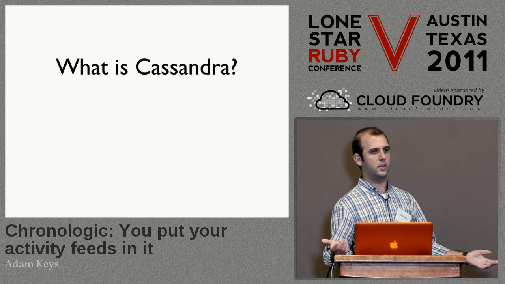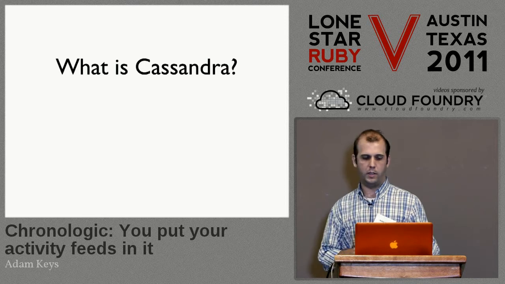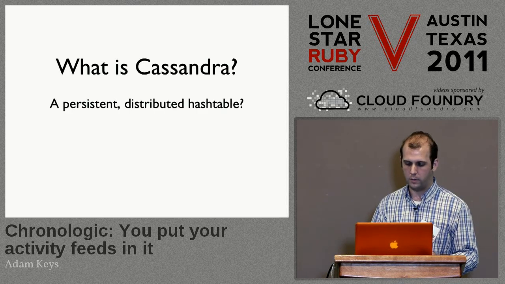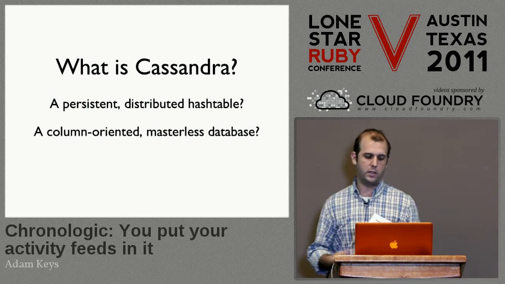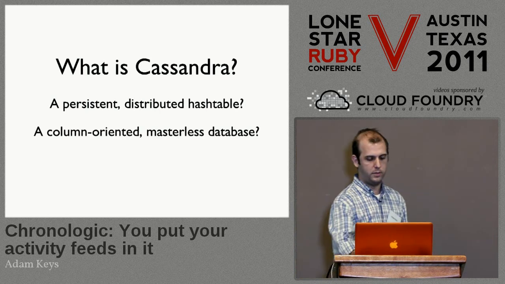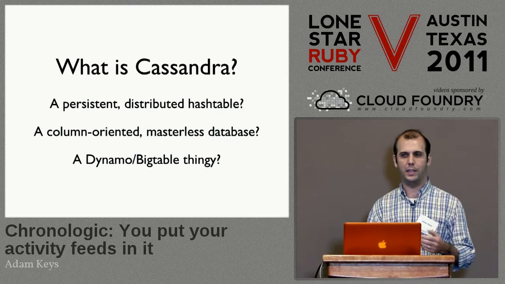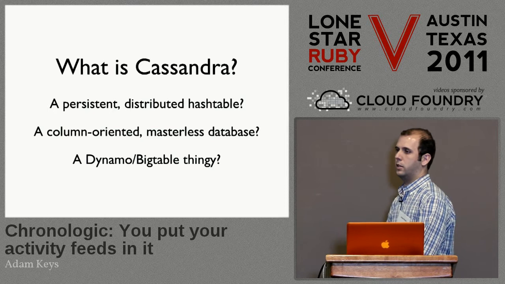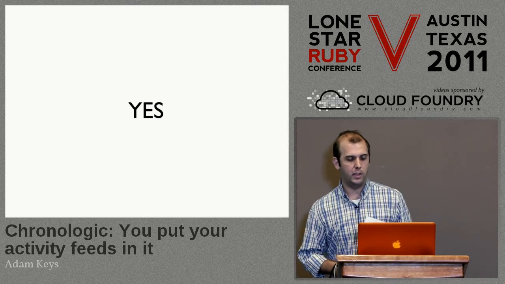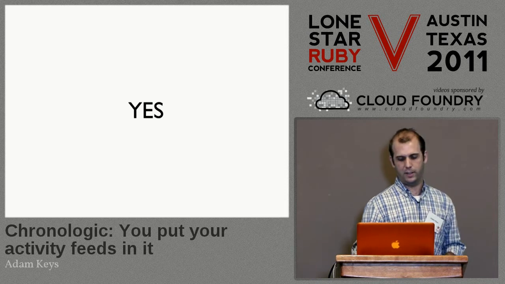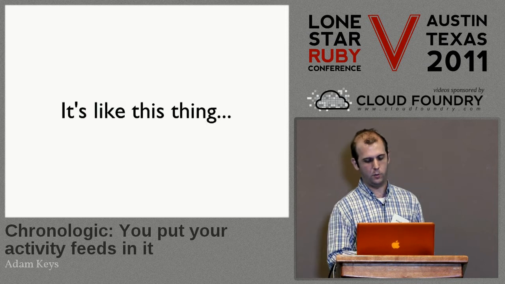So what is Cassandra? You've maybe heard of this thing that Twitter and Facebook started and other people are using. Is it a distributed hash table that's persistent and durable? Is it a column-oriented masterless database? Or maybe it's a Dynamo-Bigtable hybrid thingy that was based off these papers that Amazon and Google published. And the answer is yes, it is these things. It's Cassandra. It's whatever it wants to be, just like Zuul.